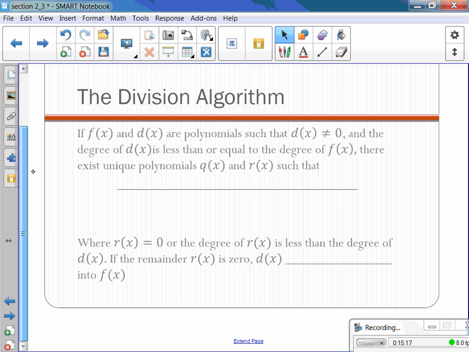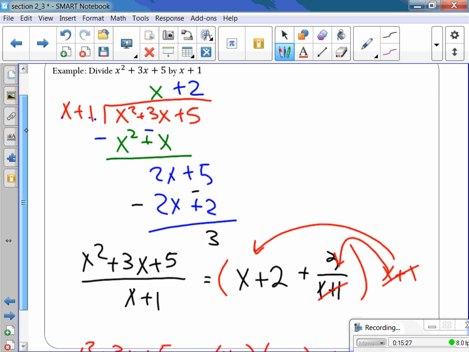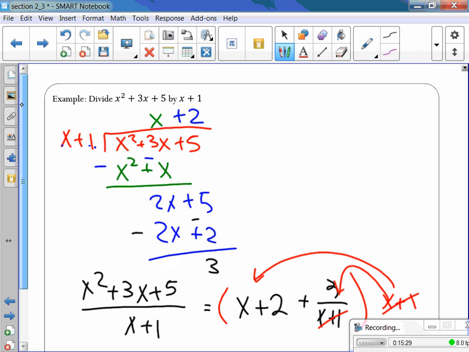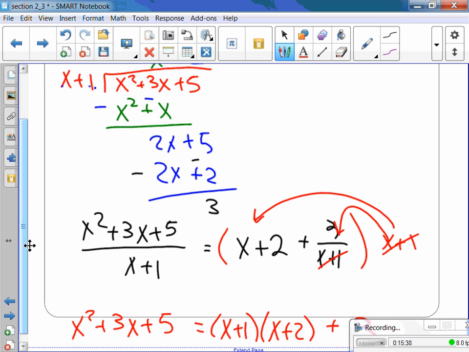So if we leave it as x plus 2 plus remainder 3 over x plus 1, is that wrong? The problem here just said divide x squared plus 3x plus 5 by x plus 1. Just as Jordan gave us, the answer of x plus 2 plus 3 over x plus 1 would be your answer. Okay. This is a segue into where I'm going with this.